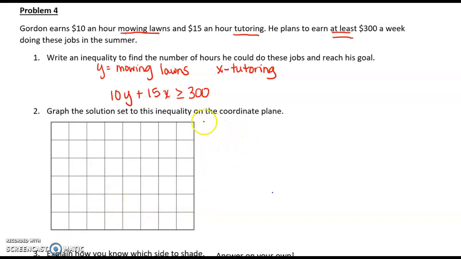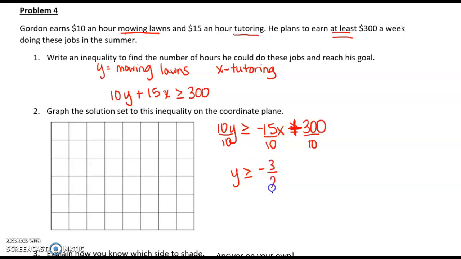So let's see, I'm going to solve for y. So 10y is greater than or equal to negative 15x, sorry, that's wrong. I don't have an eraser. Plus, that's a plus sign, 300. And then I'm going to divide by 10 on both sides, just getting this into slope-intercept form so it's a lot easier to graph. And so I'm going to reduce this fraction, negative 3 over 2, and plus 30.